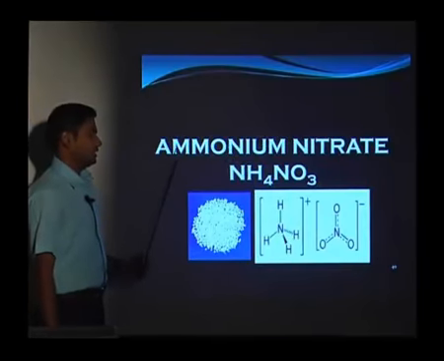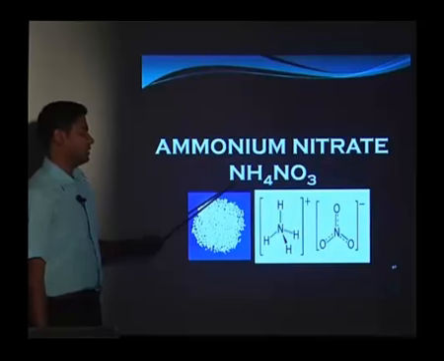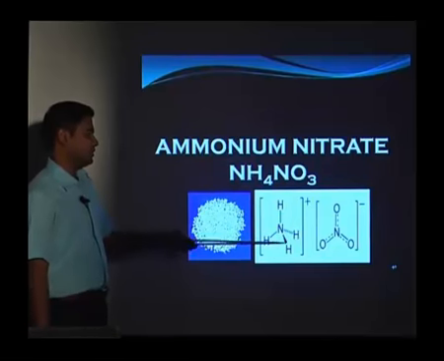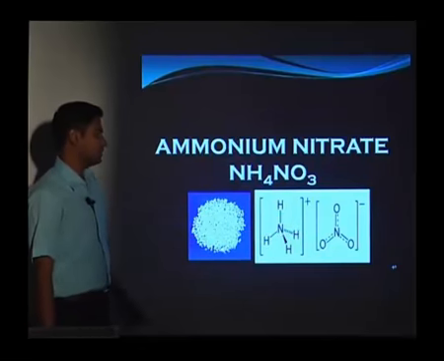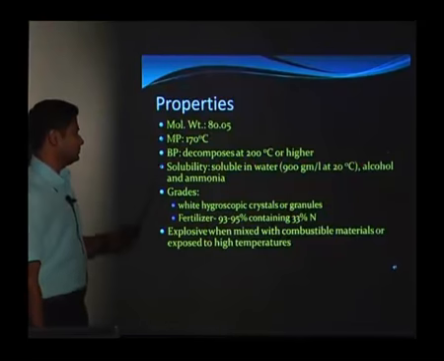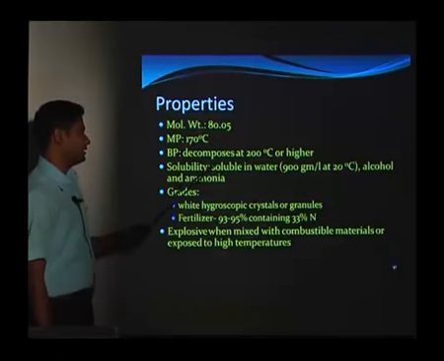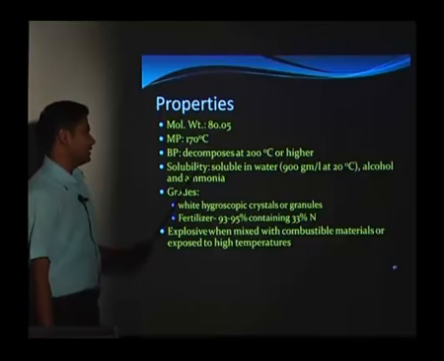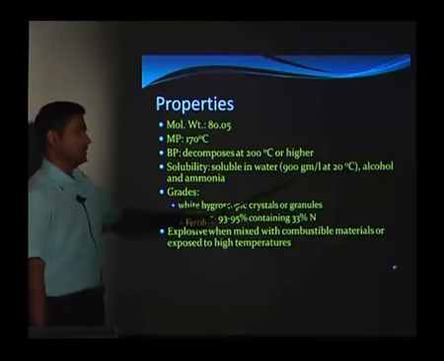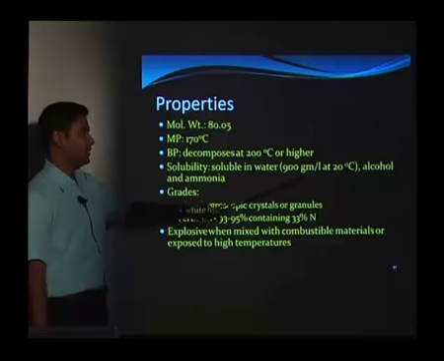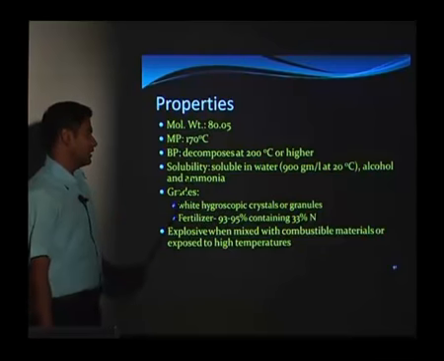The next chemical we will study is ammonium nitrate. So it has the ammonium ion and the nitrate ion over here. It has a molecular weight of 80.05, a melting point of 170 degrees Celsius, and it decomposes at 200 degrees Celsius or higher. It is highly soluble in water, that is 900 grams per liter at 20 degrees Celsius, and also soluble in alcohol and ammonia.